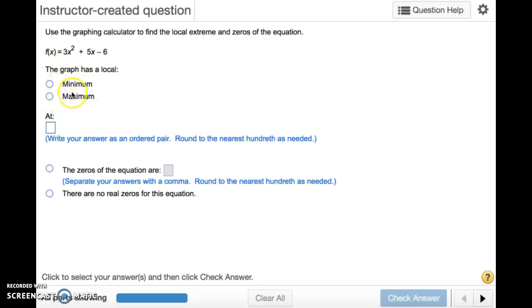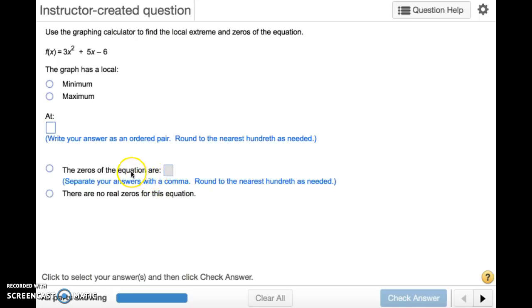We're also going to identify whether we have a maximum or minimum, and then we're going to identify what that vertex is. So whatever our vertex is, if it's a maximum or minimum, we're going to enter that point as an ordered pair. And if we need to, we're going to round to the nearest hundredth. And then we're also going to talk about the zeros of the equation.